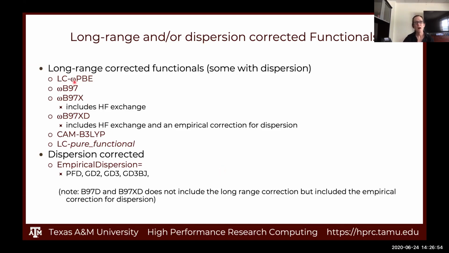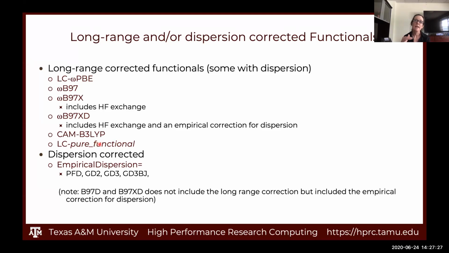Okay, so there's a lot of different long-range corrected functionals. Some of them also include corrections for dispersion, okay? So you can put LC in front of a bunch of stuff. The omega B97, omega B97X, which includes Hartree-Fock exchange over this one. Omega B97XD includes Hartree-Fock exchange and an empirical correction to dispersion. CAM-B3LYP was developed for excitations. And like I said, you can add LC in front of a whole bunch of different pure functionals. It was designed for pure functionals.